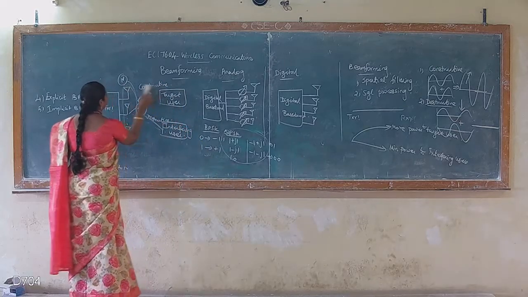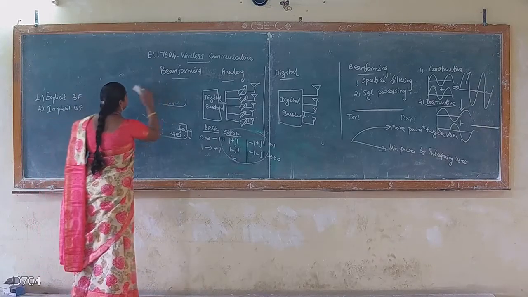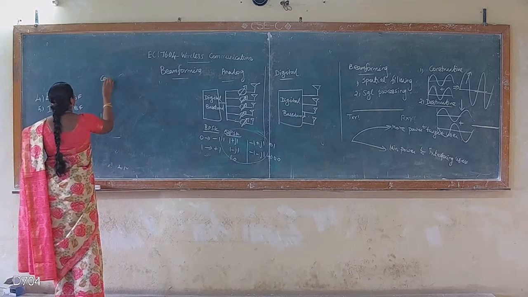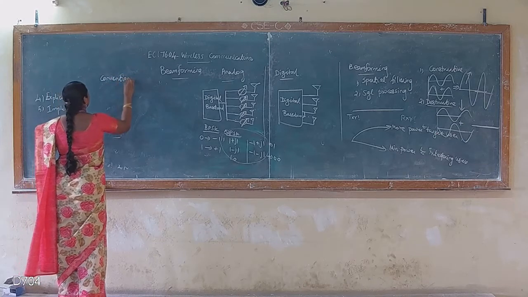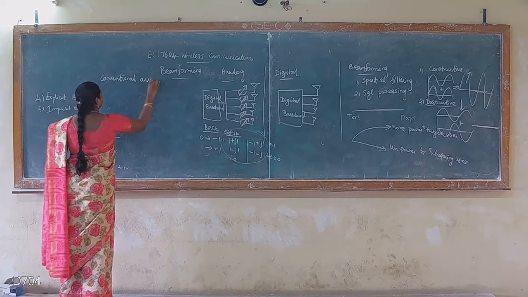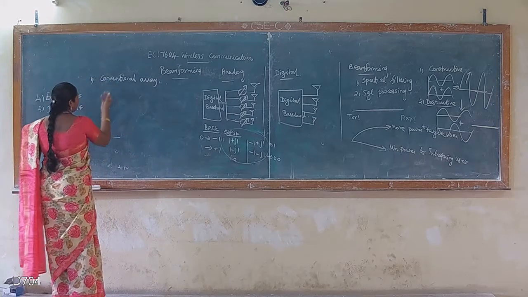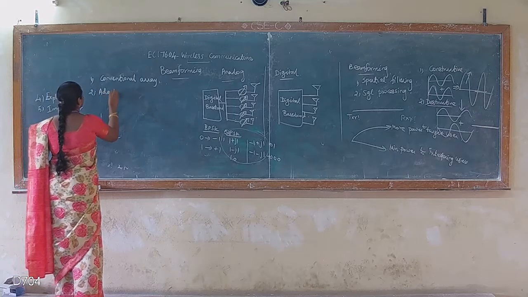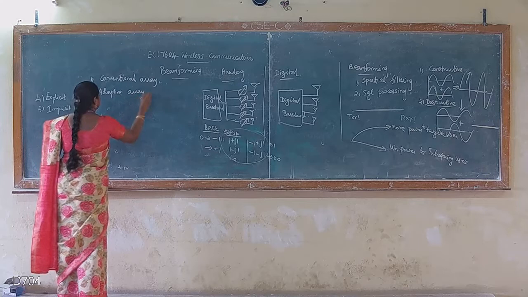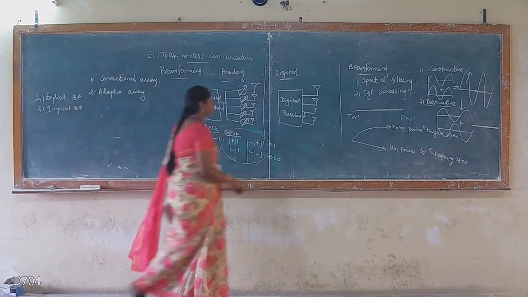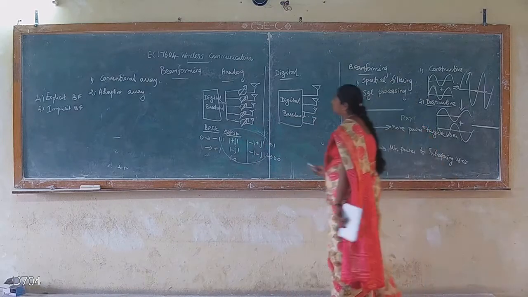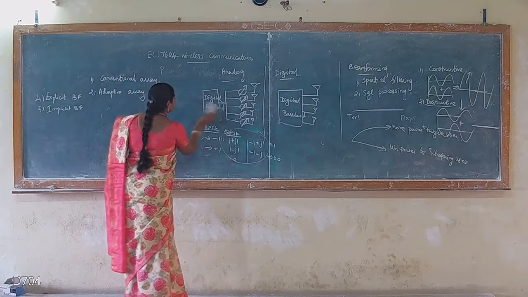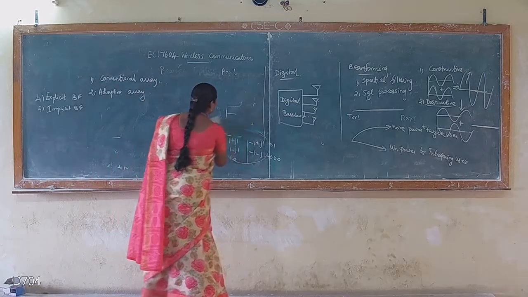So what about the next category? The next category is the conventional array. Beamforming can be done either using a conventional array or using an adaptive array. What is the difference between these two? In the conventional array, there are fixed, predefined antenna patterns.